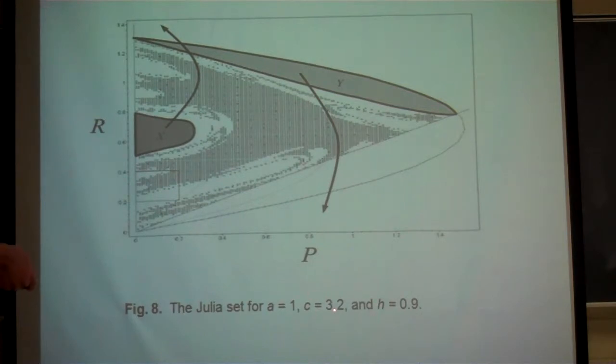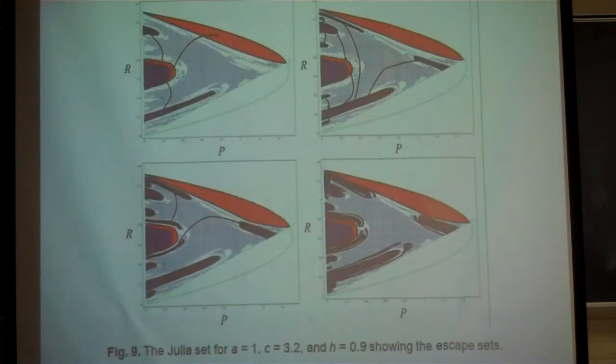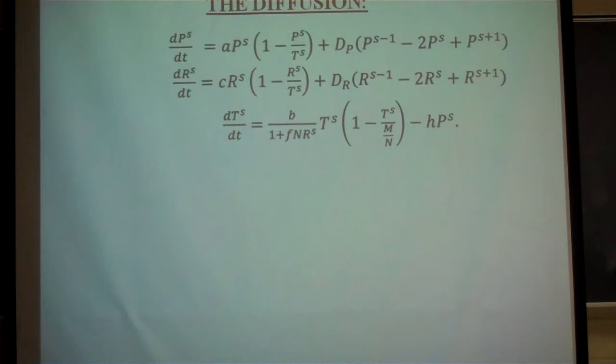So of course rats reproduce at a much higher rate than humans. That's why C is more than 3 times bigger than A. And again, you can see different Julia sets that we get depending on the harvesting rate. So the harvesting rate really causes a substantial impact on what kind of diagrams we produce.